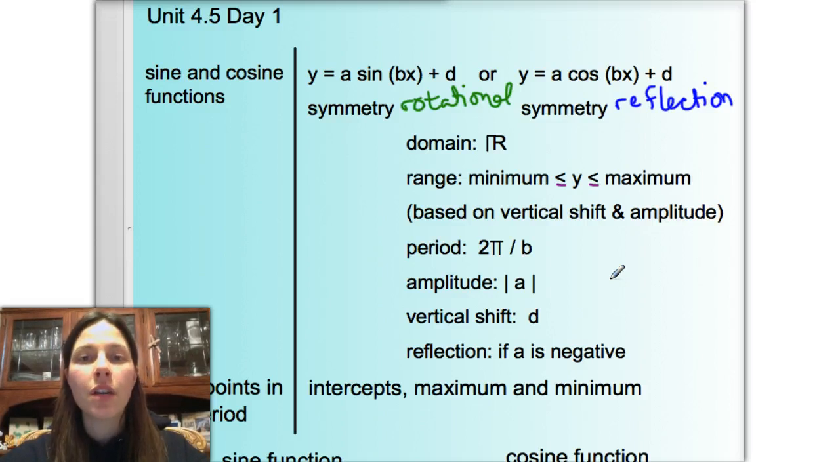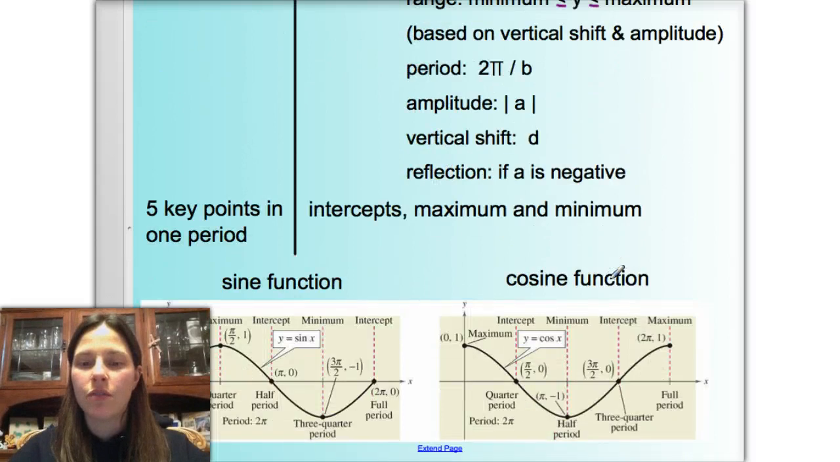The period of the function, or how long it takes for the value to come back to where it started, is based on the b value. So once you multiply that x by something, it changes the period of the function. So it will no longer be 2 pi, it will be 2 pi divided by b. The amplitude is the absolute value of a, so if a is negative, there will be a vertical flip for the graph, or a vertical reflection, and the amplitude will be the absolute value of that a value, and the vertical shift, as mentioned, is d. And I already mentioned that reflection.